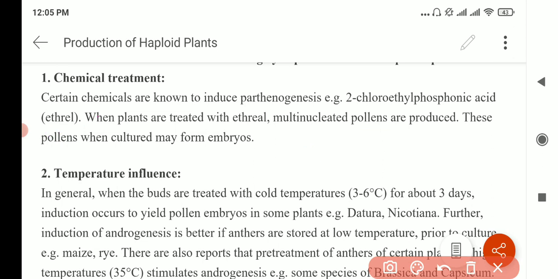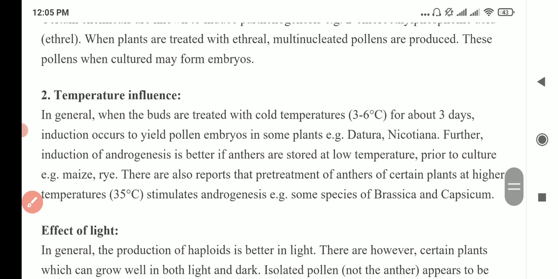Then you see the temperature. If you treat them with cold temperature for about 3 days, induction occurs to yield the pollen embryo. Normally you don't use any chemical, you just take the flower bud and keep it in the cold room for 3 days, and then you will find pollen embryos. Examples are datura and nicotiana. Again, even better androgenesis if we store these anthers in the low temperature.